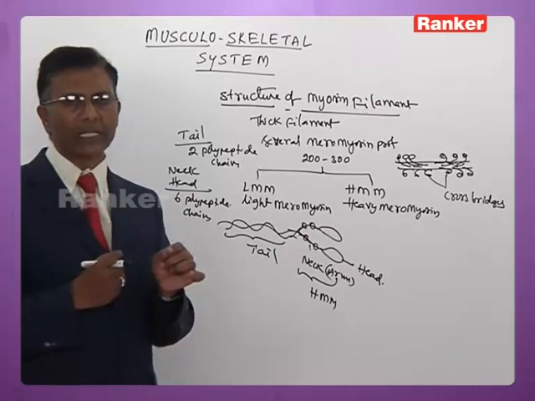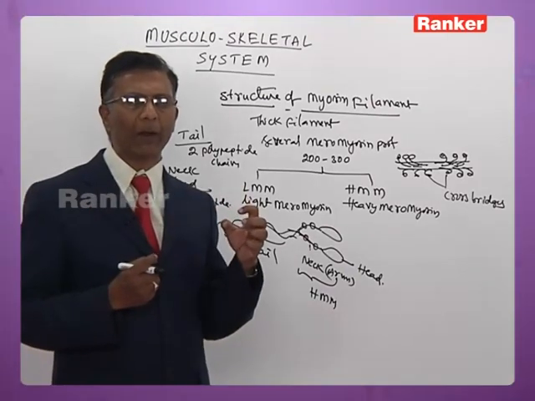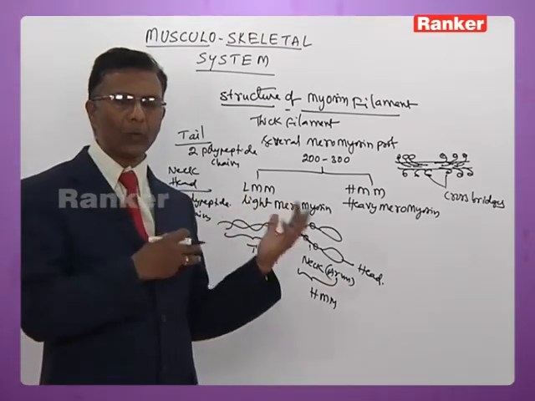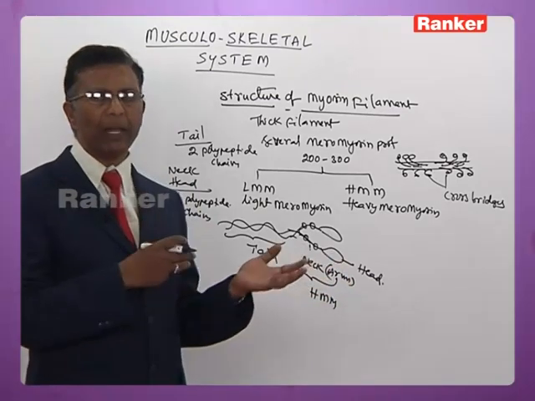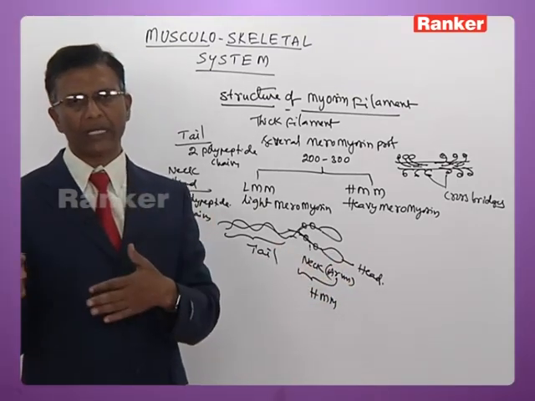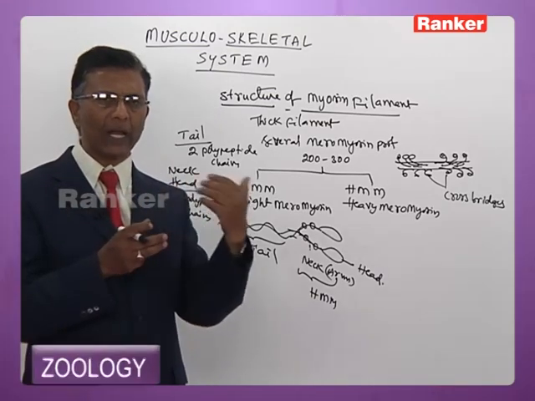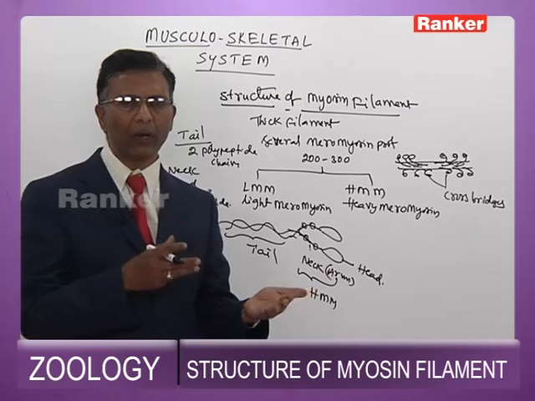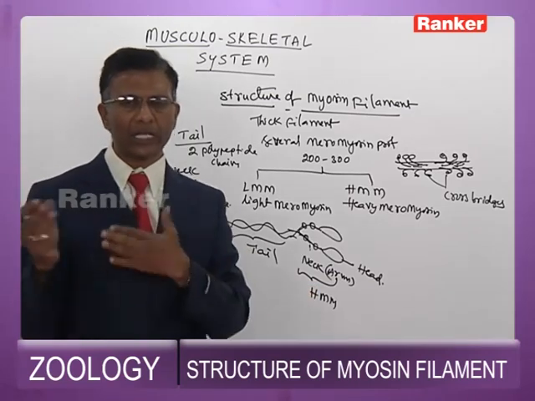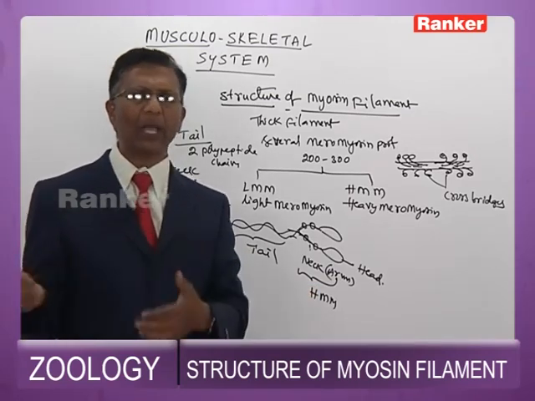They look like tadpole-like structures. They emerge out from the thick filament. Some of them are oriented towards one Z line, and the remaining are oriented towards the Z line of the other side. So in the sarcomere, 2 Z lines are there. Some of them are oriented towards the Z line of a particular sarcomere, and the remaining are all oriented towards the Z line of the same sarcomere on the other side.